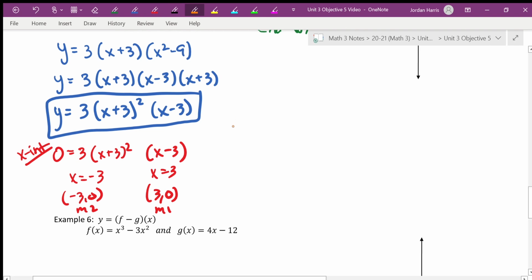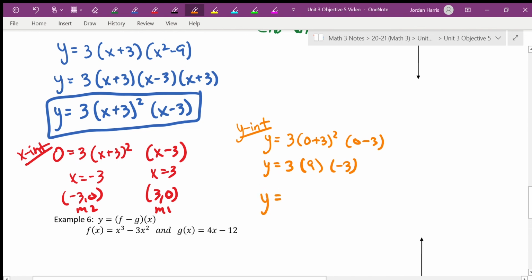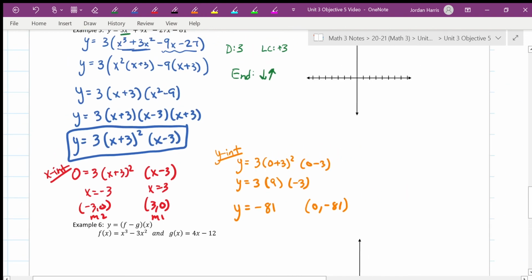And finally, we need our y-intercept. Set x equal to 0. So y equals 3 times 0 plus 3 squared times 0 minus 3. Okay, so I get 3 times 3 squared, which is 9, times -3. There's only one negative, so it will end up being negative. So 3 times 9 times -3 is -81. So 0, -81 is my answer.